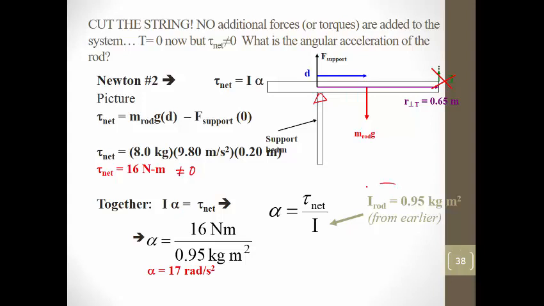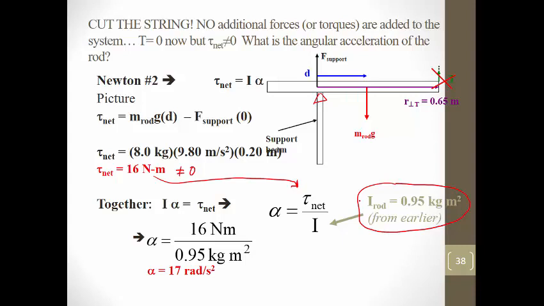I figured out what the torque is in a previous slide. So now I can figure out what alpha is. I have 16 Newton meters divided by 0.95 kilogram meters squared, and that gives me 17, right?